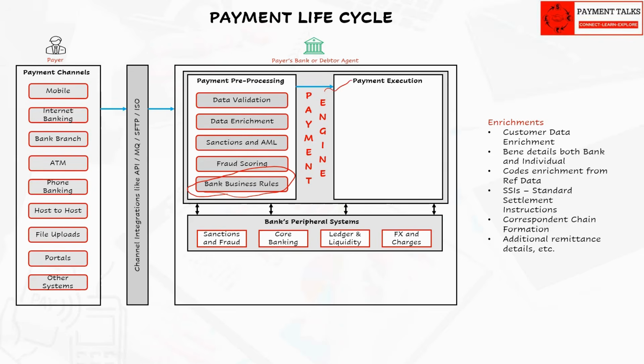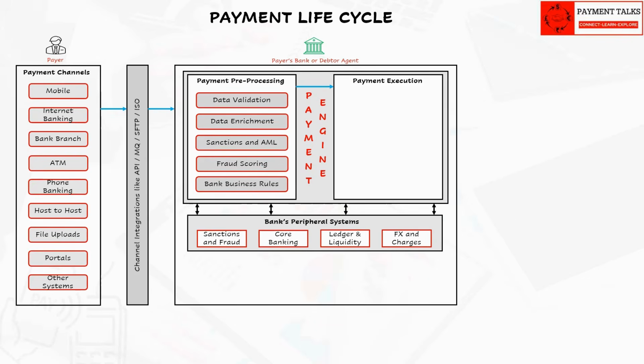Unapproved transactions will be kept in a different queue for the operations team to work on. Again, this method varies from bank to bank, as some banks want to reject the full file even if one transaction is not valid in the whole file. We shall discuss non-STP steps later in this video.